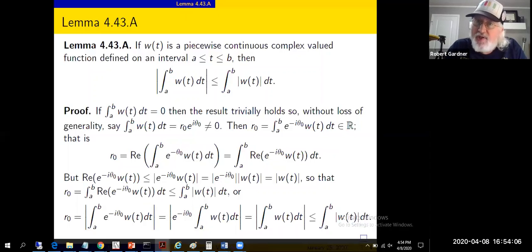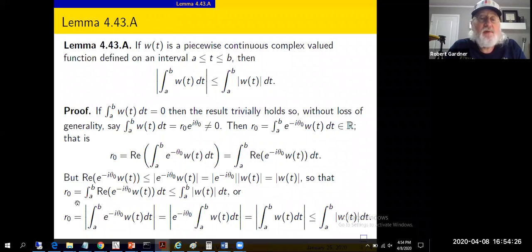Think Cauchy's formula, if you like. You'll expand it in terms of sines and cosines. Cosine squared plus sine squared equals 1. Certainly that's with modulus 1. So we've got the real part of this integrand less than or equal to the modulus of w of t.